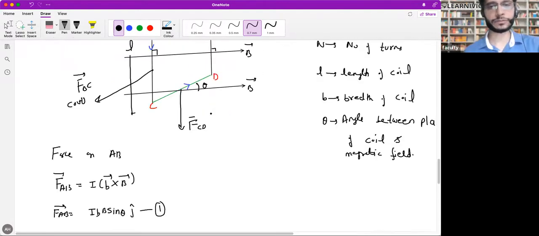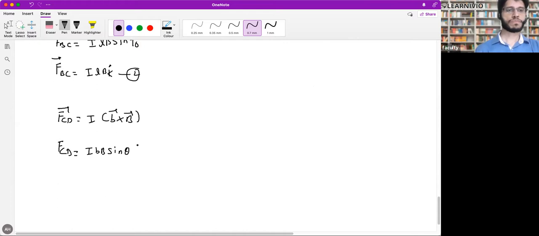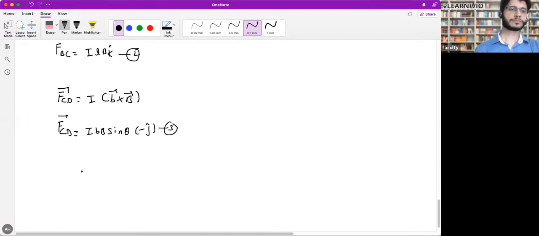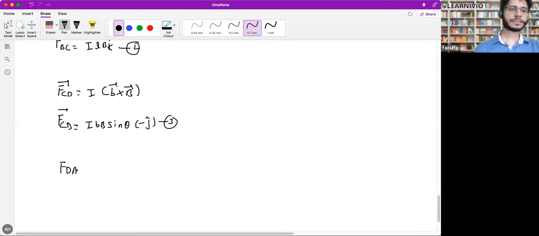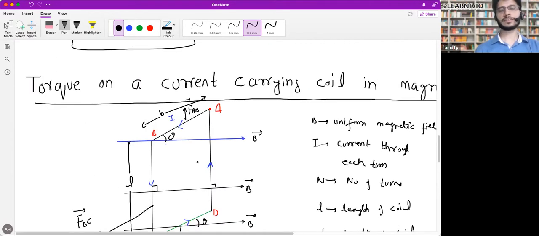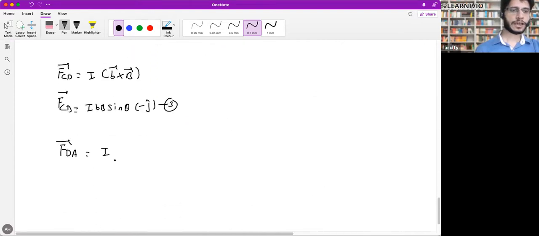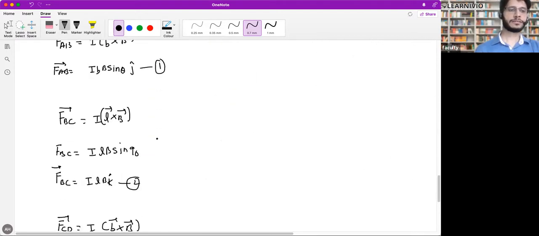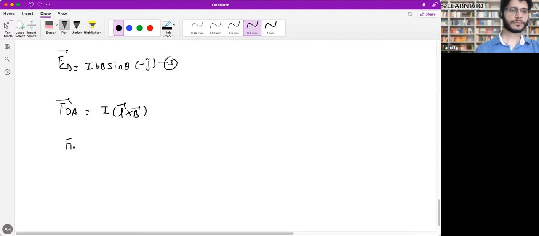Downwards means along negative y-axis. Then finally the DA section. The length of DA is L, so it's IL cross B. What is the angle between current and B now for the DA section? This angle is 90 again. This will be ILB sine 90 degrees.